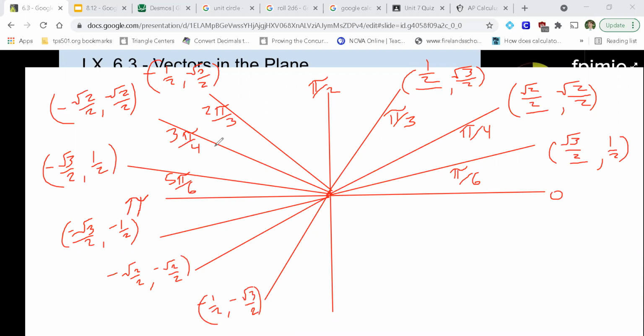And to get the radian angles that go with it, just again, take your angles and add them to pi. So pi plus a sixth is 7 pi over 6. Pi plus a fourth would be 5 pi over 4. Pi plus a third would be 4 pi over 3.